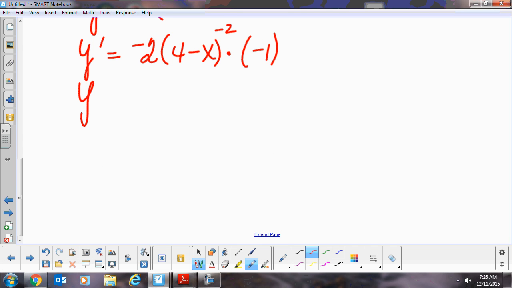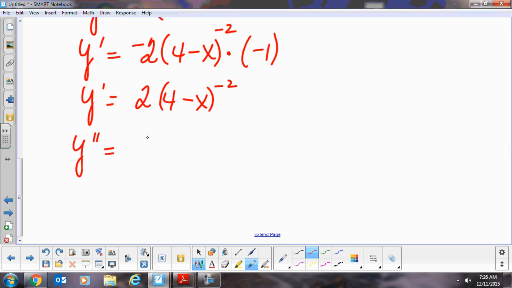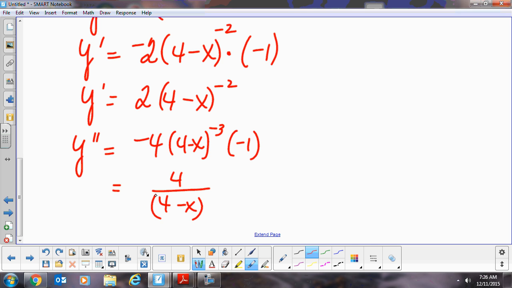So before I go for the second derivative, this becomes positive 2, doesn't it? Oh, I didn't want to do that. This is going to be y prime is equal to 2 times 4 minus x to the negative 2. All right, second derivative is going to be what? 4 minus x to the, there's a minus there, negative 3 times what? But missing that negative one, would that mess up the whole problem? And that's to the third power.